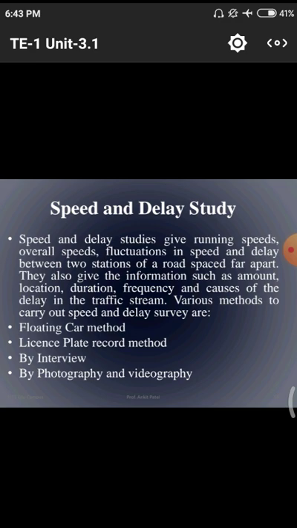Next one is the license plate record method. That means whatever number plate we are having, those are all associated with our persons, so that the license plate will be recorded and they have to collect the particular data. What is the problem, why are you stopping the vehicle in a particular space, and what is the main purpose of stopping. Next one is the interview.